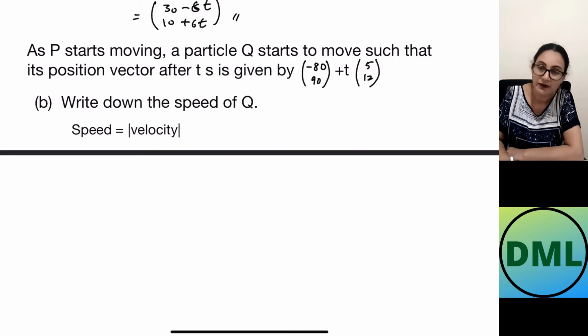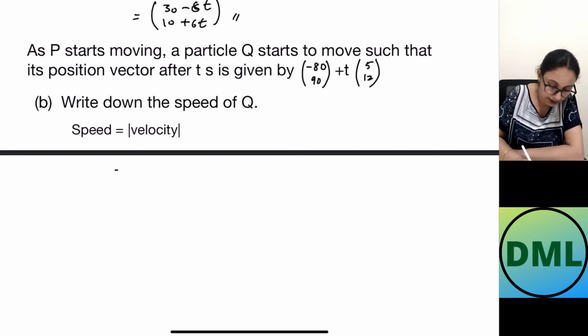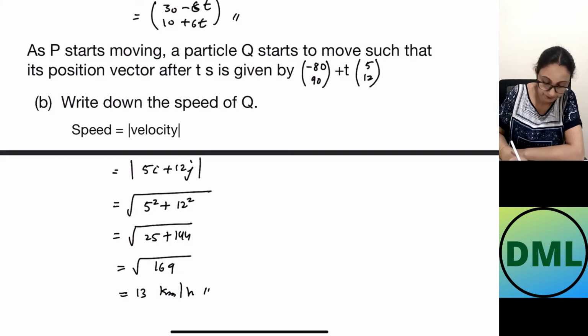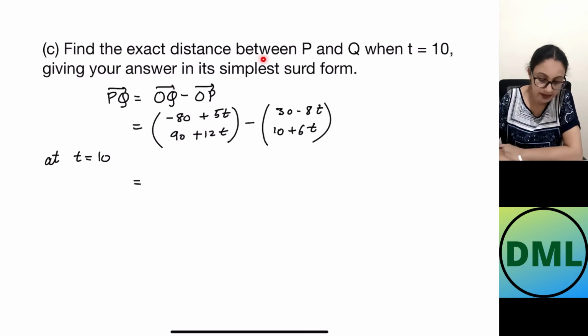So the velocity is 5, 12. If I take the magnitude of 5i plus 12j, that will be written as root of 5 square plus 12 square, which will be equal to 25 plus 144, which will be equal to 169. So my speed is given by 13 km per hour. Now find the exact distance between P and Q when t is equal to 10, giving your answer in its simplest surd form.